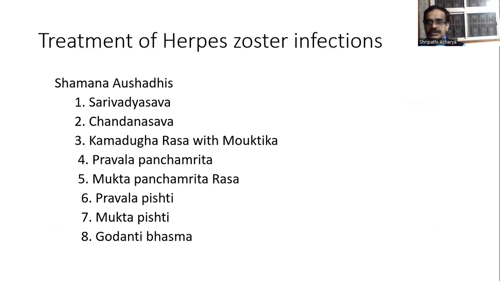Now we will discuss the treatment of herpes zoster infections. Shamanaushadis are Sarivadhyasava, Chandanasava, Kamaduga Rasa with Mautika, Pravala Panchamrita Rasa, Mukta Panchamrita Rasa, Pravala Pishti, Pravala Bhasma, Mukta Pishti, Mukta Bhasma, and Divasma.